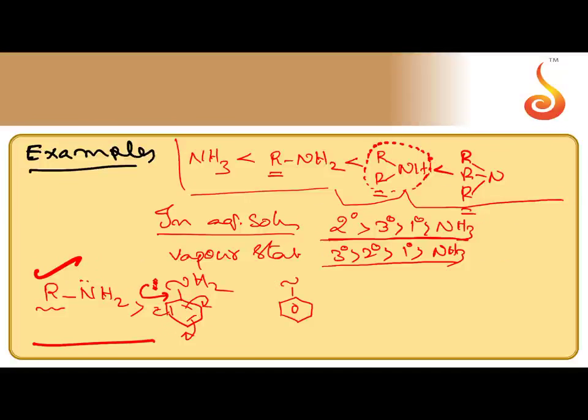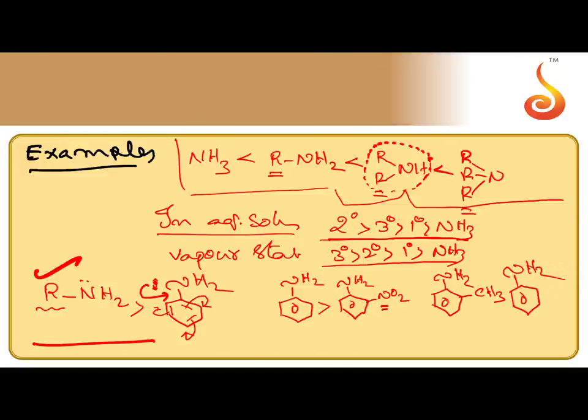And in aromatic amines, aniline and nitro group is electron withdrawing group. So since it is electron withdrawing group, basic strength is decreased. Let us take another example, orthomethylaniline. Orthomethylaniline and aniline, you compare.